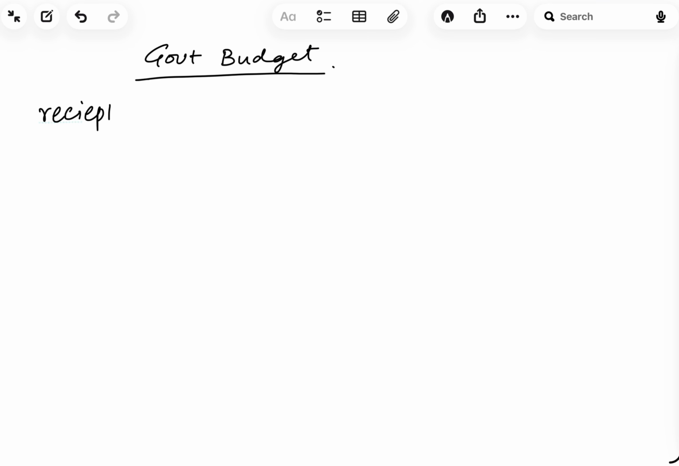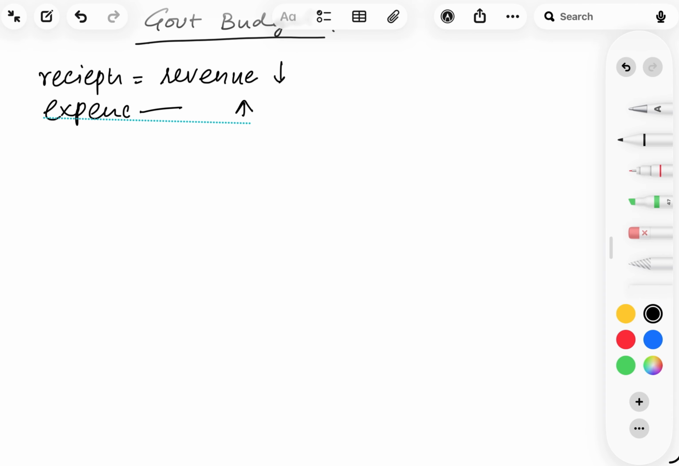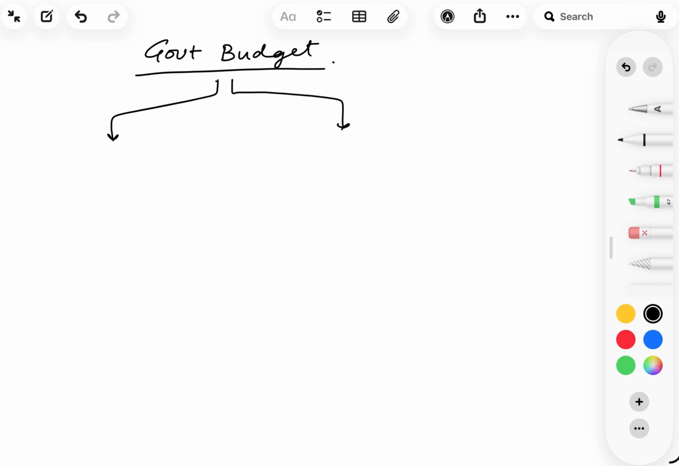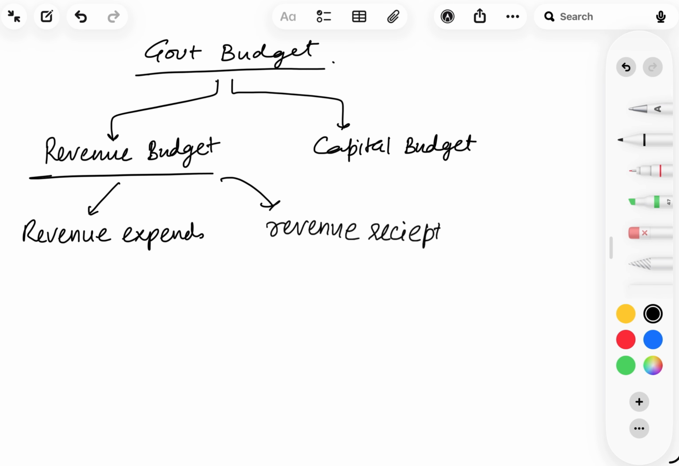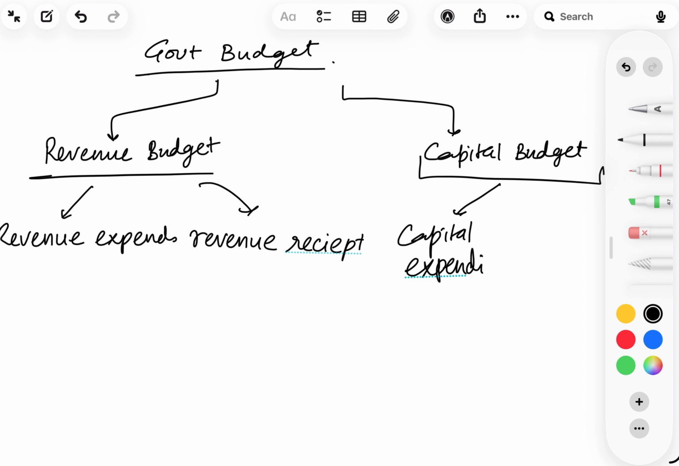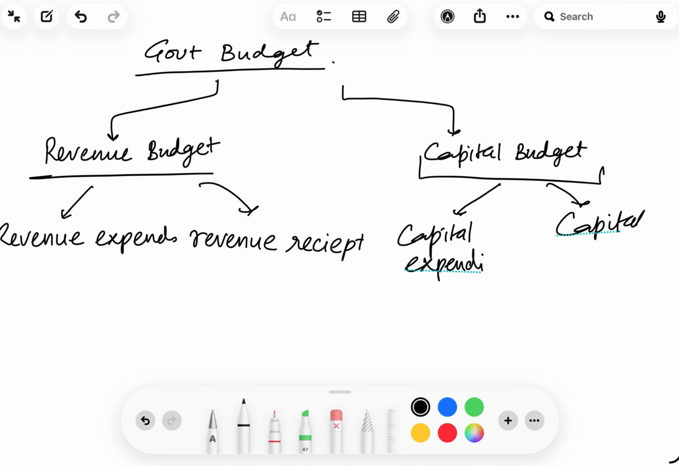So whenever we talk of receipts, that is something equivalent to revenue, matlab incoming money, which has come inside, and expenditure is any money which has gone outside. So the government budget has two components. One is the revenue budget, the other one is the capital budget. Now revenue budget also has two components, revenue expenditure and revenue receipt. And so does capital budget, with two similar components of capital expenditure and capital receipts.